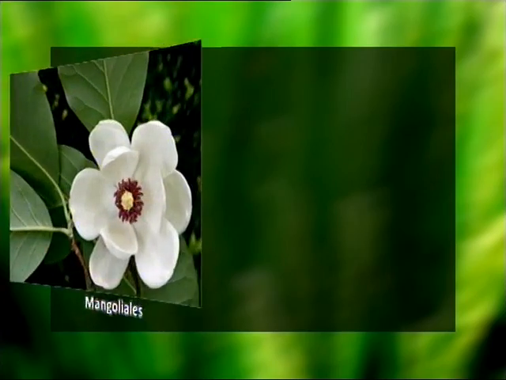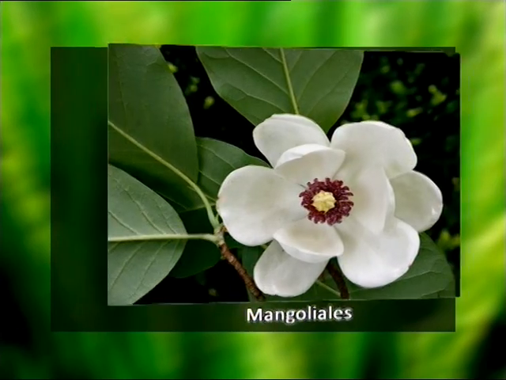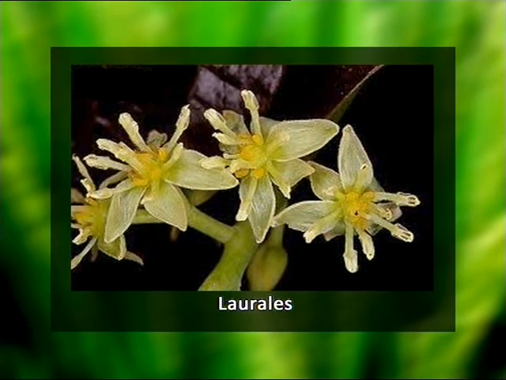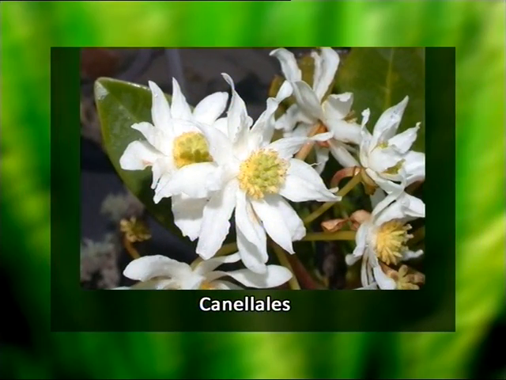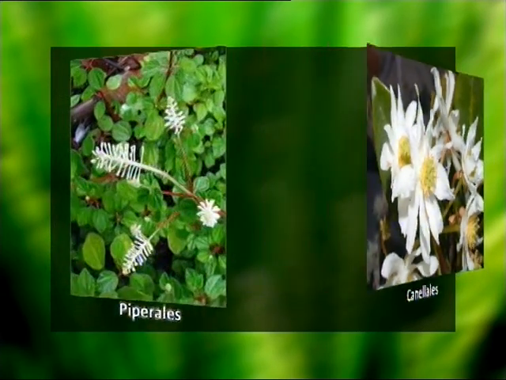The second group that is presently recognized under the angiosperms is called magnoliids. It basically comprises the rest of the non-monocot and non-eudicot angiosperms. It's a monophyletic group, that's why it's sometimes called a clade. This clade includes Magnoliales, Laurales, Canellales, and Piperales.